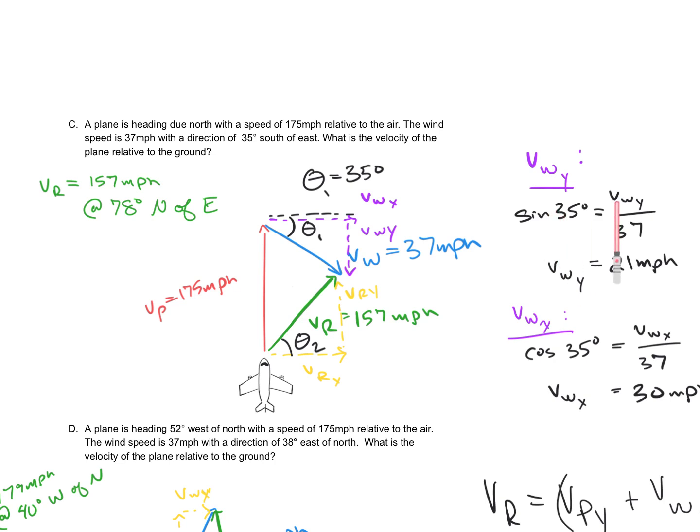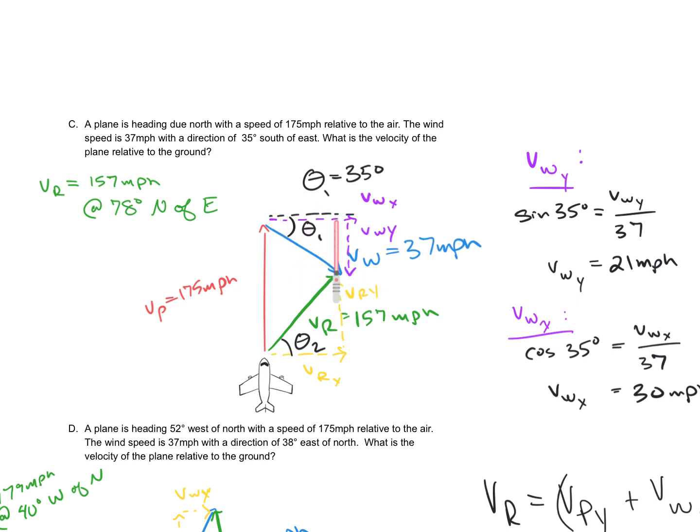For that angle, you can solve for the velocity of the wind in the y direction by taking the sine of 35 degrees, the opposite over the hypotenuse. So the sine of 35 degrees will solve for the velocity of the wind in the y direction. That's 21 miles an hour. So this side, opposite the angle that we're interested in, is 21.